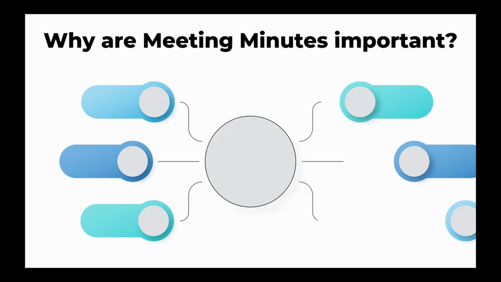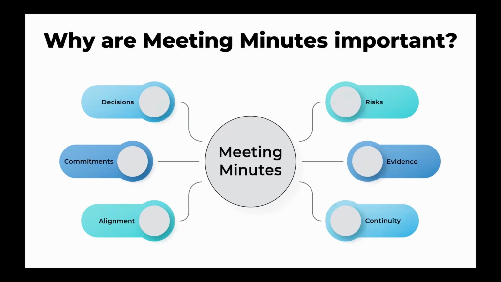Meeting minutes matter because they bring clarity, accountability, and structure to your project communication. Meeting minutes help you track and reinforce decisions, capture commitments and deliverables, ensure alignment amongst project stakeholders, document risks and issues as they emerge, prevent misunderstandings, provide evidence for governance or audits, and maintain continuity between each meeting that you hold. Without your meeting minutes, your project relies on memory and assumptions, which is the last thing you want. With meeting minutes, your team has a shared, documented understanding of what happens next and what happened in the past, which sometimes becomes very important to people holding the purse strings.